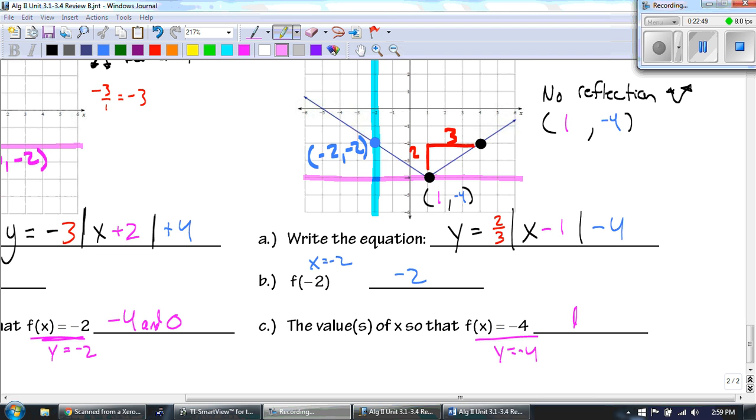Okay, so we get y equals 2/3 times the absolute value of x minus 1, minus 4. Remember, we take the opposite of the positive 1 to get to the negative 1, and the negative 4 stays the same. Find f of negative 2, that means x equals negative 2, so when x equals negative 2, y actually equals negative 2. And then find the value of x. I'm only saying it singular because there's only one answer, and it was when y is 1. And it was nice we already had that because that was our vertex.